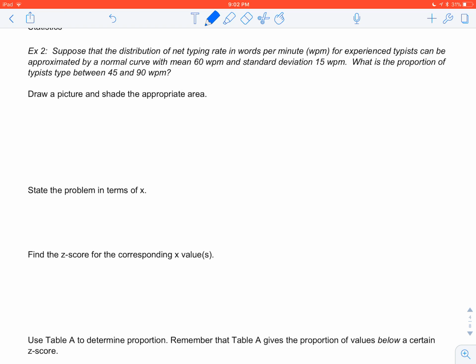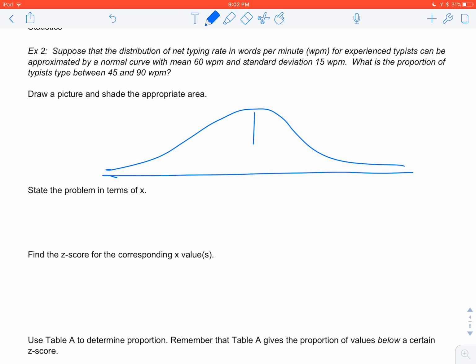So first thing you should do is draw a picture. So draw your curve. Put your mean in the middle, 60. Draw your standard deviations, 75, 90, 105, 45, 30, 15. So we're going to shade the appropriate area. So that's in between 45 and 90. Now, this looks different than before. Our table is not set up to find the proportion between two data values, so we're going to have to use some mathematical operations to help us out.